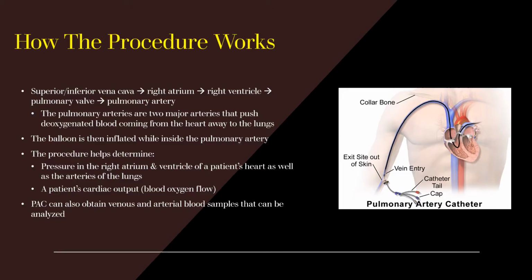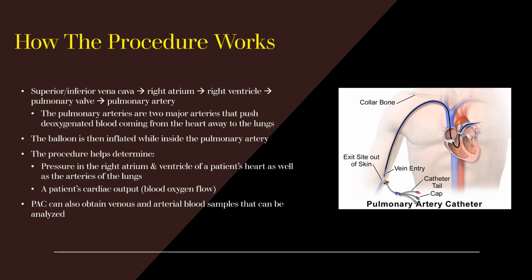Pulmonary artery catheterization works by inserting a catheter into the right arm, which then travels to the superior or inferior vena cava through the right atrium of the heart down into the right ventricle of the heart, up the pulmonary valve and into one of the two pulmonary arteries. The pulmonary arteries are two major arteries that push the oxygenated blood away from the heart to the lungs.